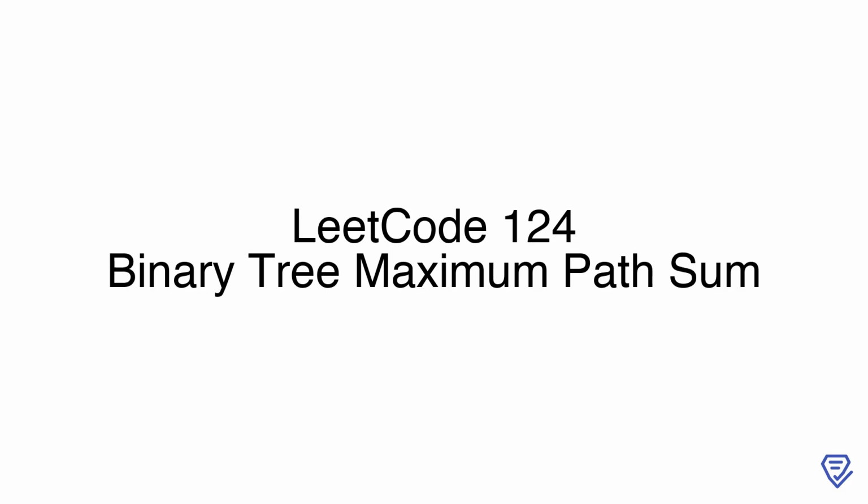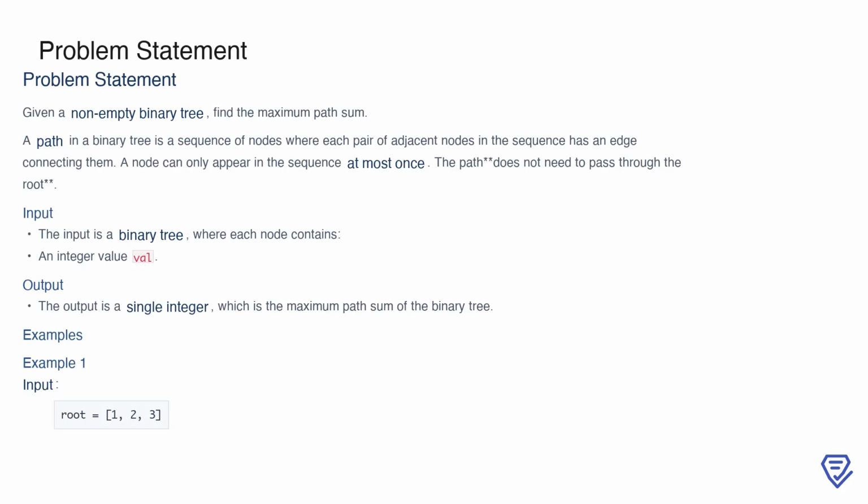Let's dive in. In this problem, we are working with a binary tree, and our goal is to find the maximum path sum. A path in a binary tree is defined as a sequence of nodes where each node in the sequence is connected to the next by an edge. Importantly, a node can only appear in the path once, and the path doesn't necessarily have to pass through the root node.